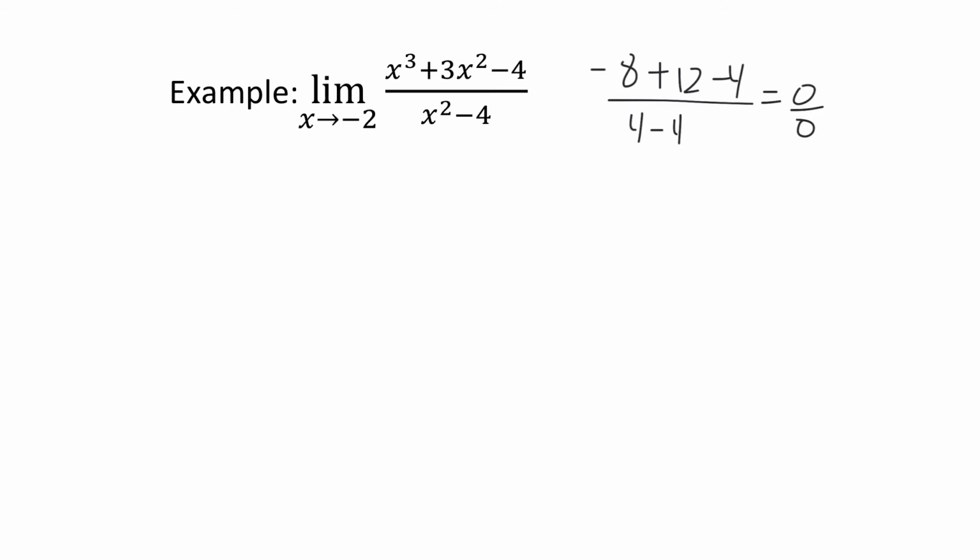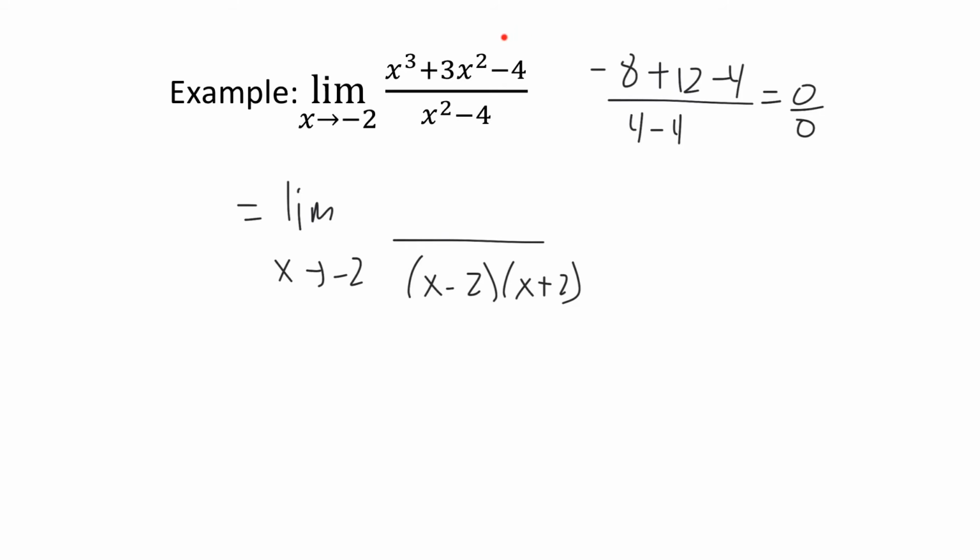And the bottom, I think, is pretty easy to factor. We can go ahead and see that difference of squares right away. So the limit as x approaches negative 2 of x minus 2, x plus 2. But the numerator is a little trickier. Because it's degree 3, we have to use synthetic division. And so you have to try all the possible roots.